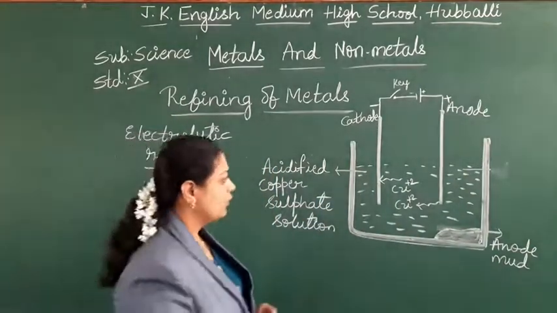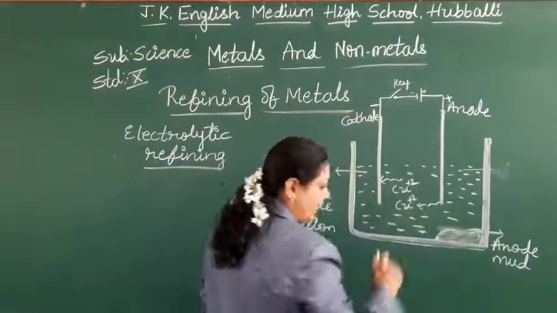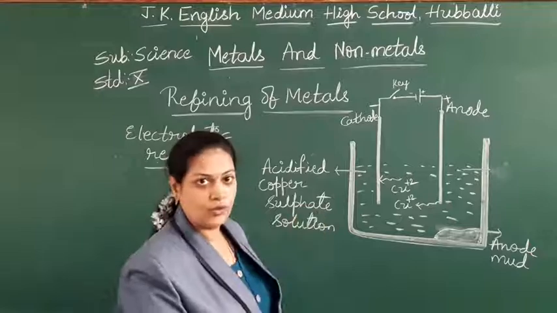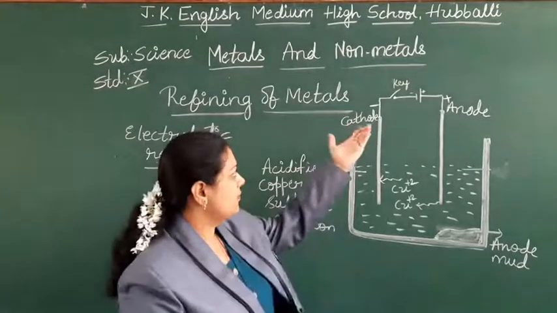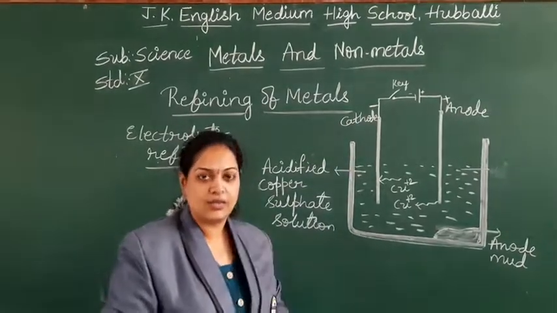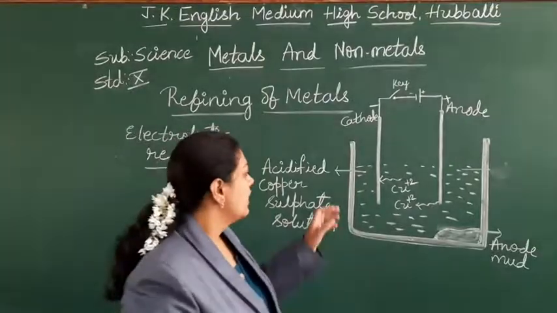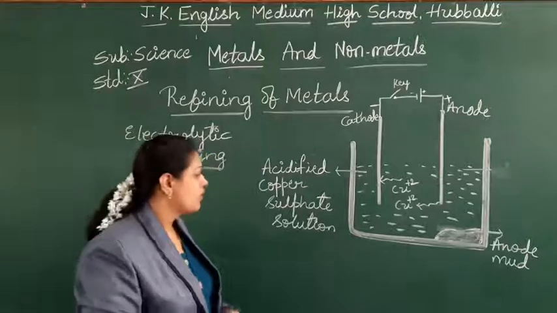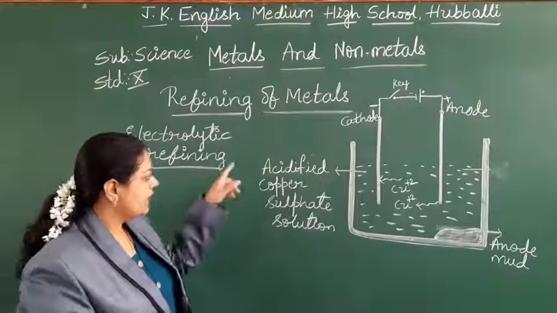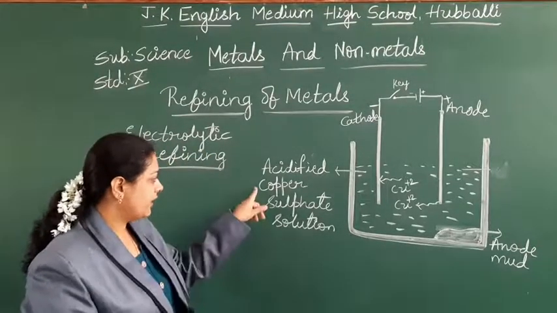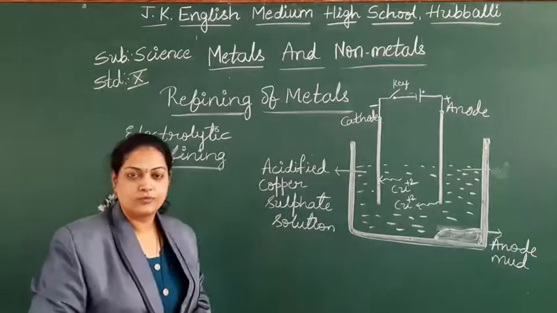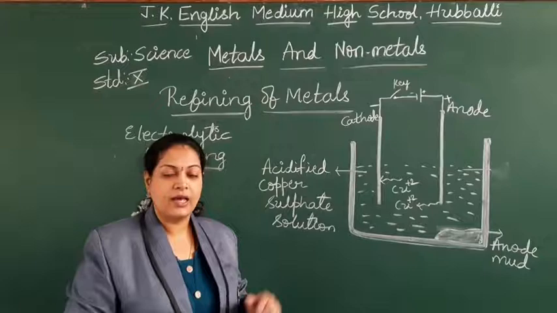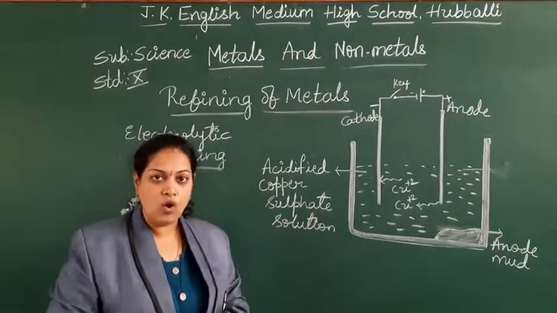In that, you are going to arrange two electrodes. One acts as positive, one acts as negative. And you arrange the battery, the electric circuit. In this tank, as an electrolyte, we are going to take the acidified respective metal solution. For example, now we will do the electrolytic refining of copper.